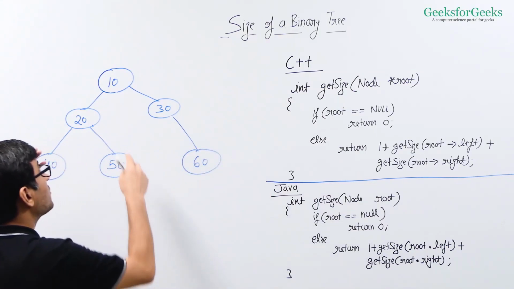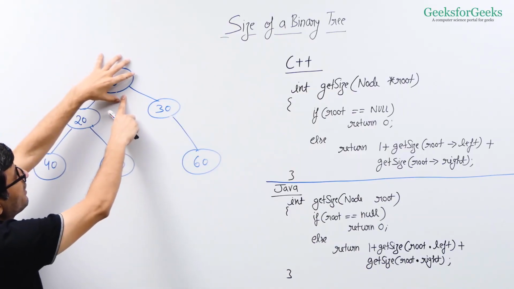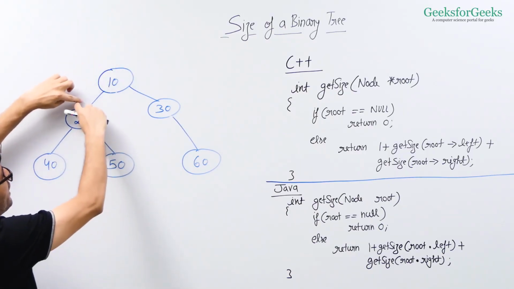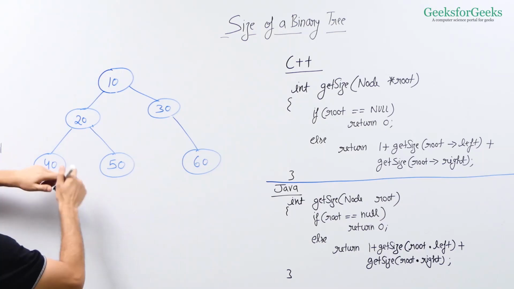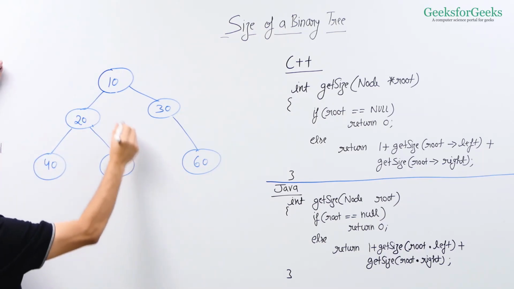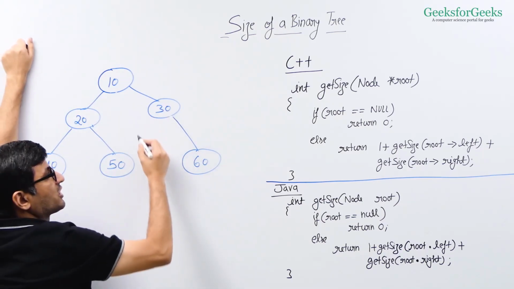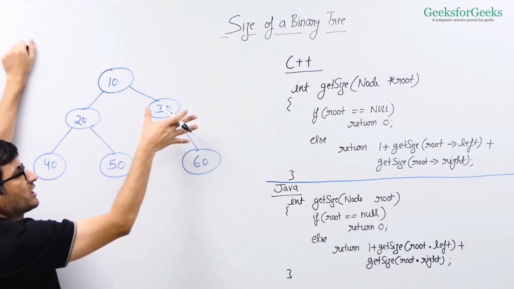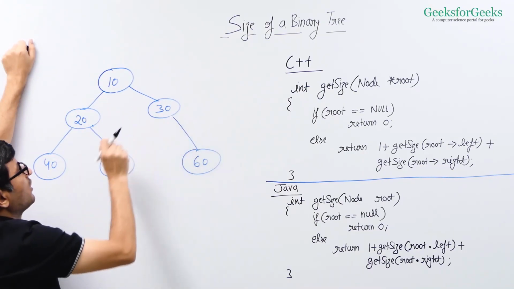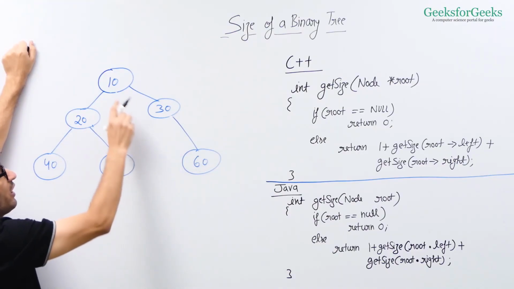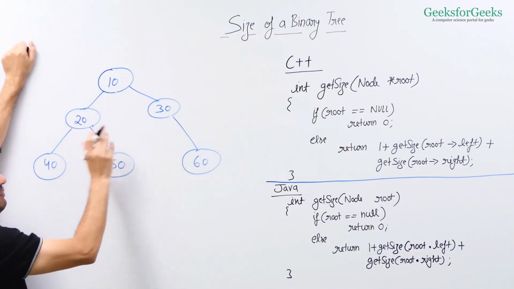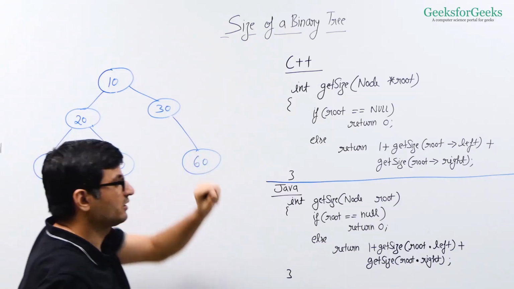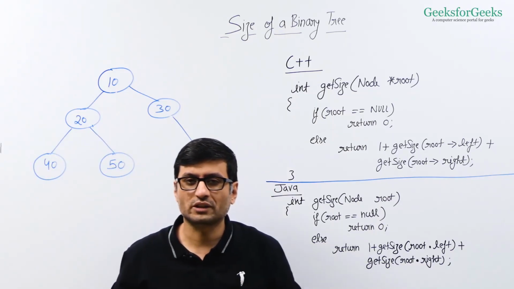So we have passed root of this binary tree. What are we doing? We are recursively getting size of this left subtree, and we are recursively getting size of this right subtree. So this recursive call will return 3. This recursive call will return 2. We'll add 3 and 2 and add 1 to it. So we get 3 plus 2 plus 1, 6. That's how this recursive code works.